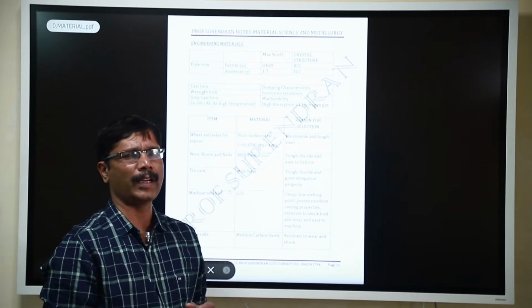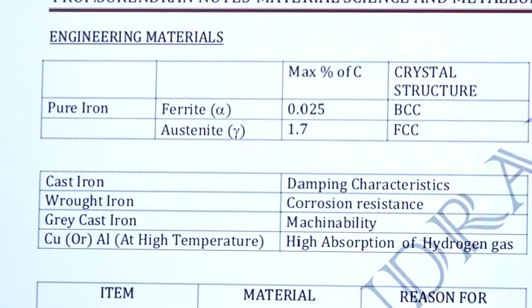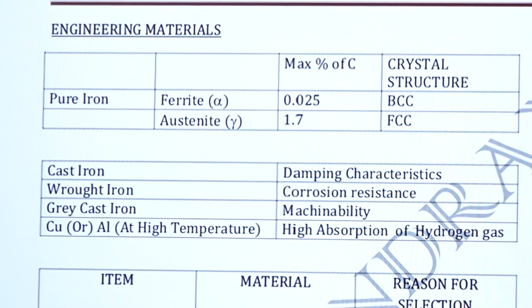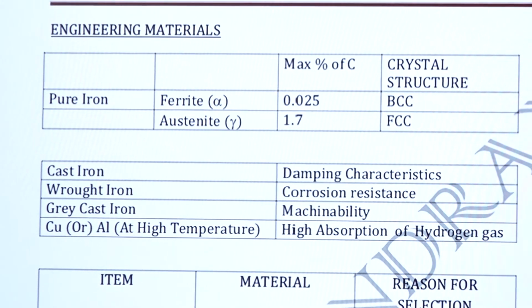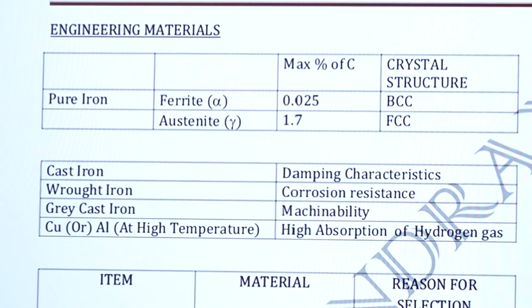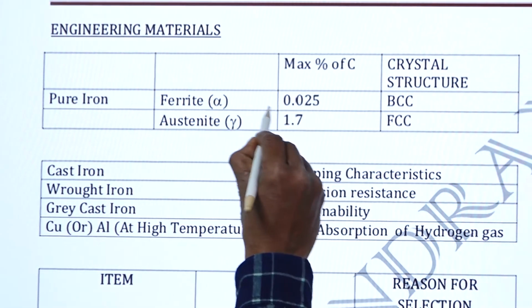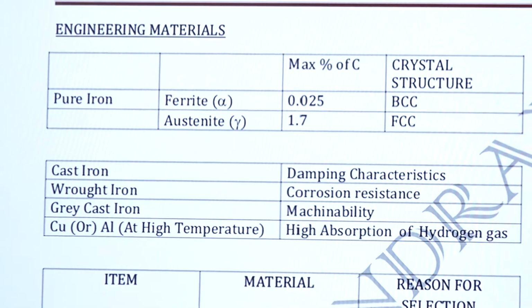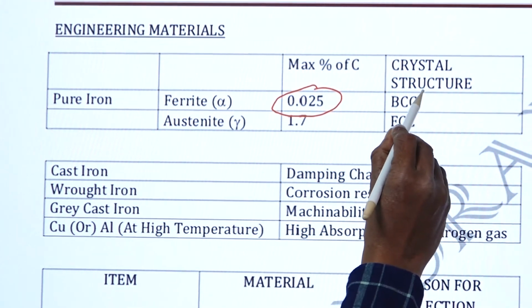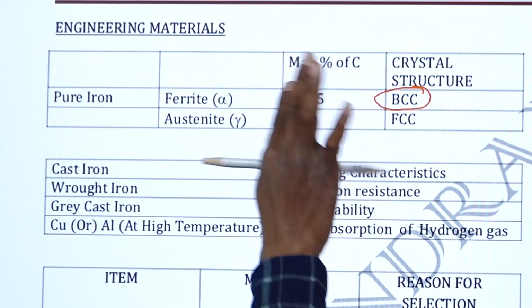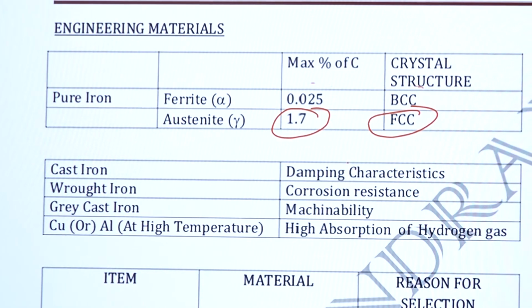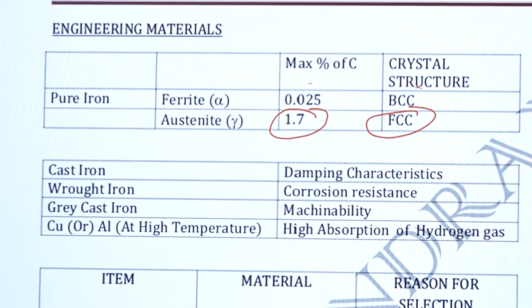So we are having types of iron: cast iron, wrought iron, grey cast iron. For cast iron, damping characteristics is important. For wrought iron, corrosion resistance is important, and for grey cast iron, machinability is significant. So these are the unique features. You can see the ferrite. It is a microstructure which has 0.025% of carbon, and it can also be called alpha iron, in the form of BCC structure. The austenite has 1.7% carbon, in the form of FCC structure. So austenite is FCC structure, ferrite is BCC structure.